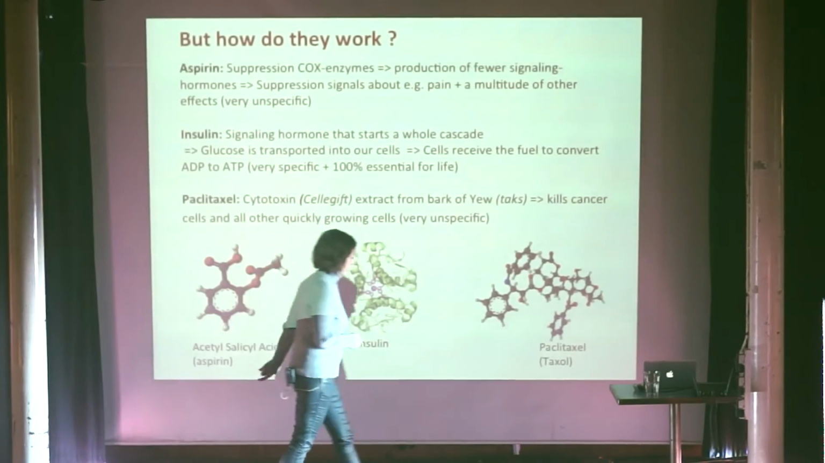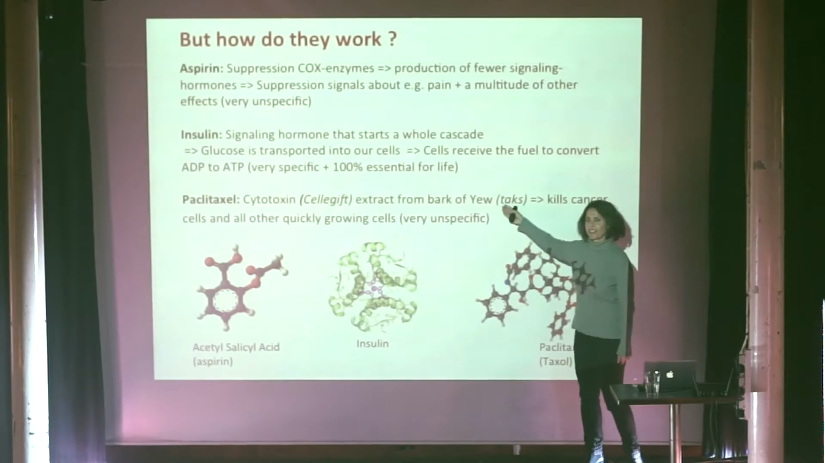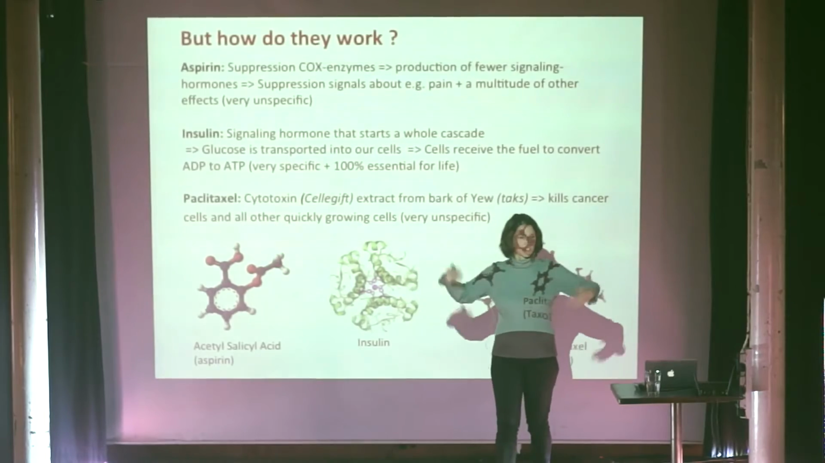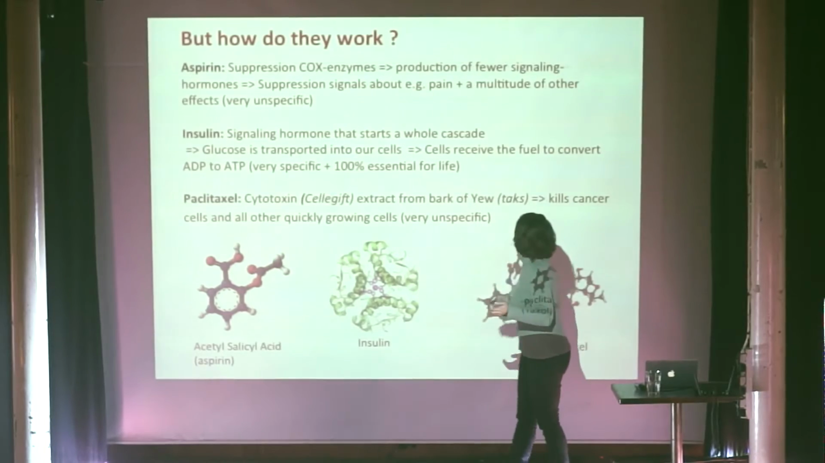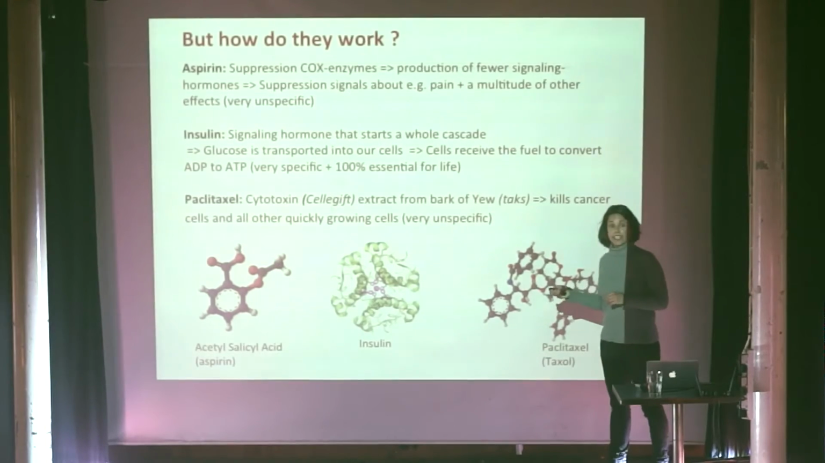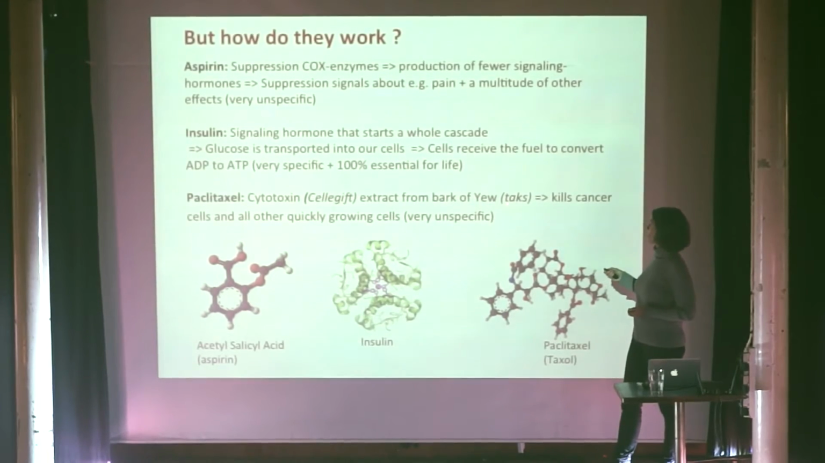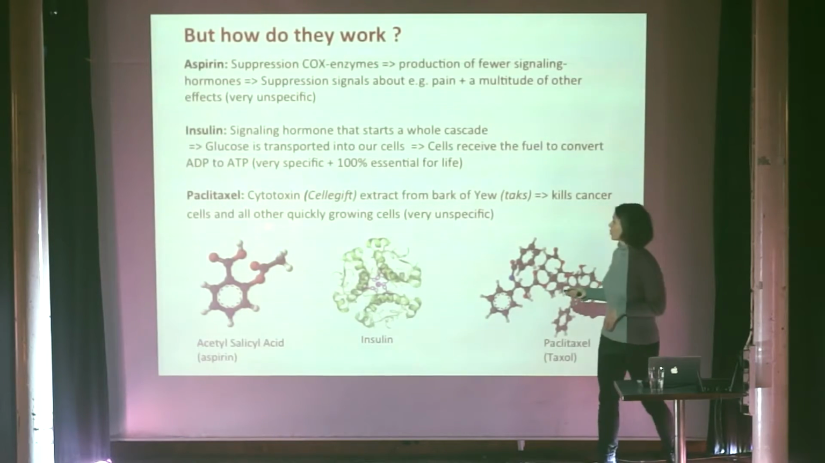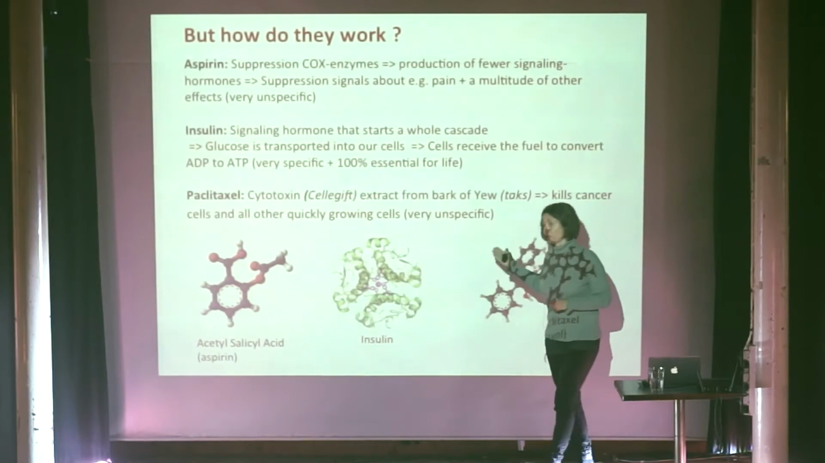And also the chemist or the pharmacist, you think that they would be geniuses, but they go and take off bark from different trees, and they do extracts and plants and so on. And then they see whether it works and how it works and so on. And paclitaxel, which is a cytotoxin that is used extensively in cancer treatment, it's one of those such molecules here. So it's extracted from bark of yew, which is called tax in Danish, and it kills cancer cells, and unfortunately it also kills all other quickly growing cells. So that means that the molecule is very, very unspecific when it works.